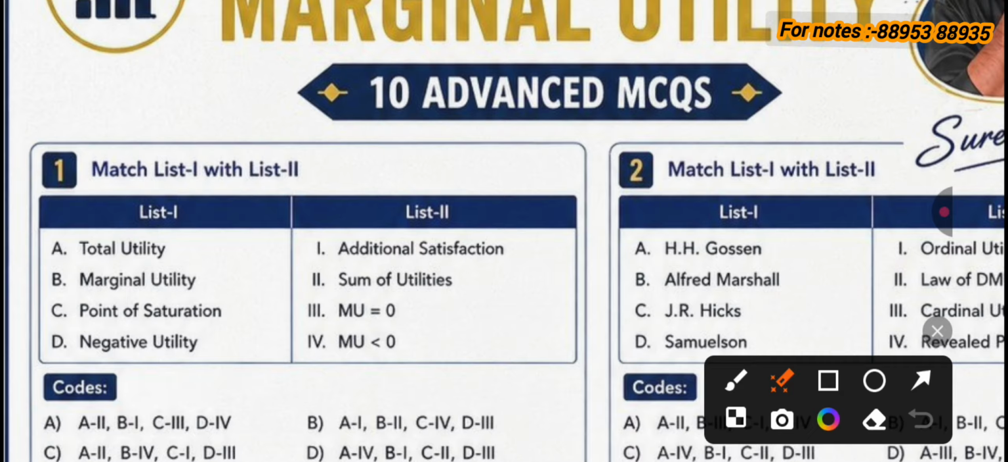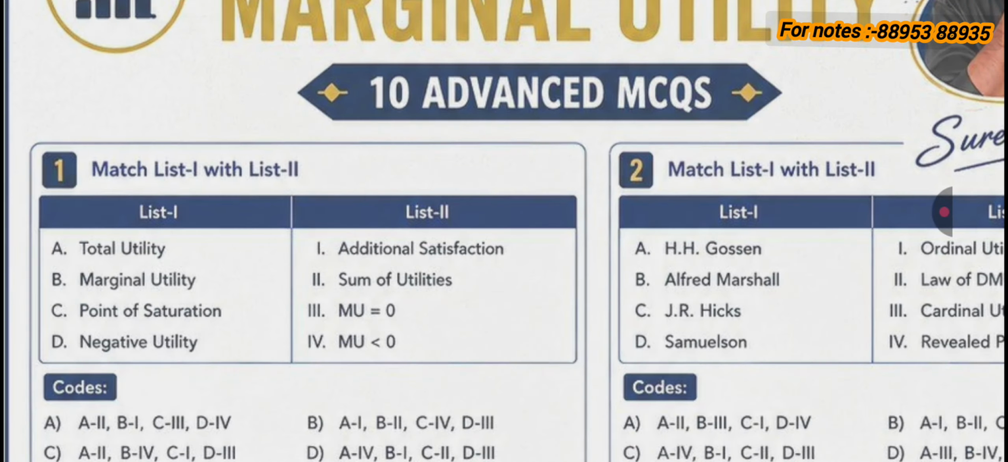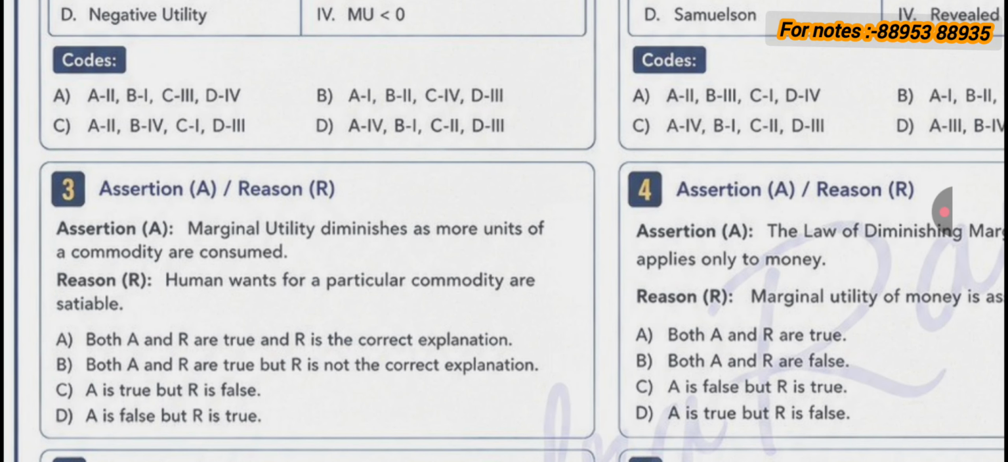Correct answer is option A. Total utility means sum of utilities, and marginal utility means additional satisfaction. Point of saturation means marginal utility equal to 0, and negative utility means marginal utility less than 0. Okay, I hope you all understood. Now move to the next questions, which is assertion and reason.